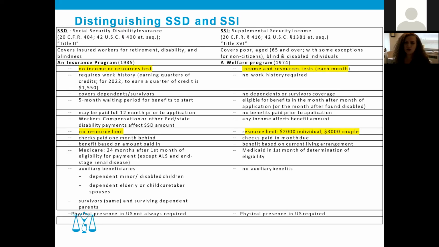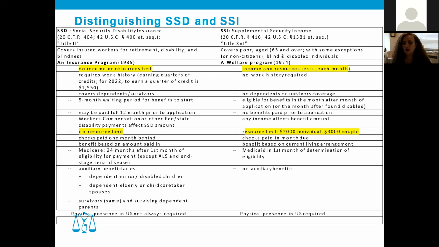So basically, this is a chart just to make it a little bit easier to see. Again, Social Security disability has no income or resource test, doesn't really have a resource limit. SSI does have an income and resource test, and there are other issues about work history. One thing to note here too is that there are some auxiliary benefits. There are survivor's benefits that people can get if they've earned SSD. There are no auxiliary benefits from SSI. And also physical presence in the US is not always required. A person can get SSD because they earned it, and they could live elsewhere and continue to receive it.